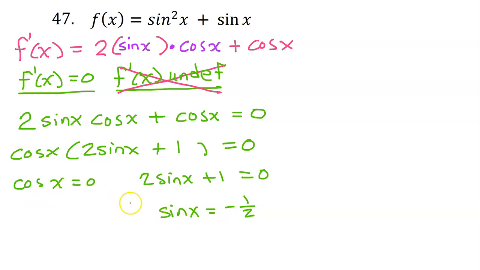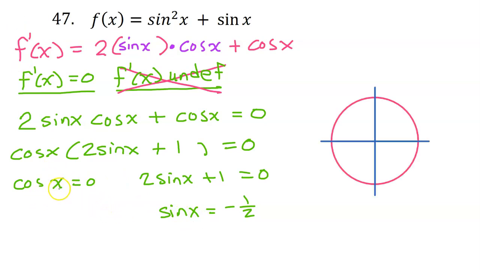So we just need to find the solution of both of these, which you should be able to do in your head very quickly. Where will cosine equal 0? Well, cosine is the x value on the unit circle, so the x values will be 0 at the top and at the bottom. So we're talking about x equals pi over 2 and 3 pi over 2. So these will be two critical numbers that we will put on our number line in a minute when we make the sign chart. But what about sine x equals negative 1/2?